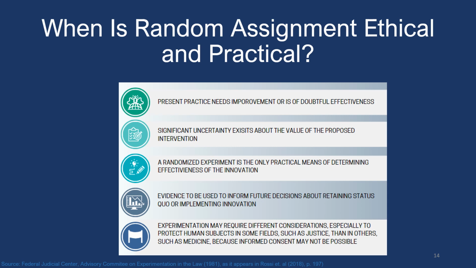And finally, experimentation may require different considerations, especially to protect human subjects in some fields, such as justice, than in others, such as medicine, because informed consent may not be possible. So this is that human rights piece, just making sure that we are paying due diligence to the potential harm that could come from a control group not receiving the intervention.